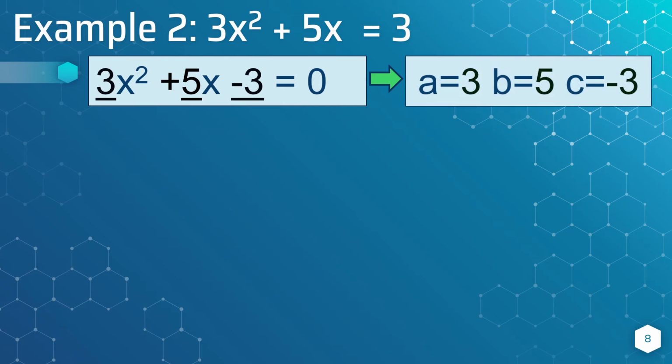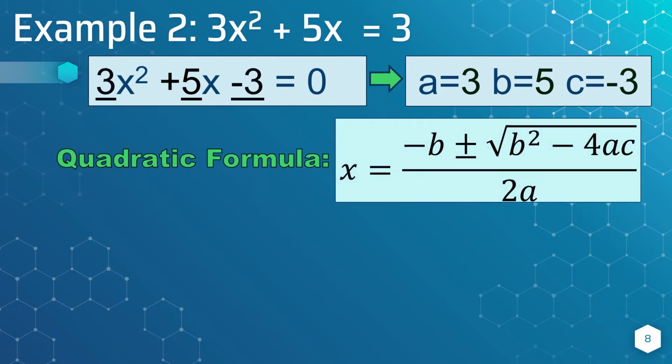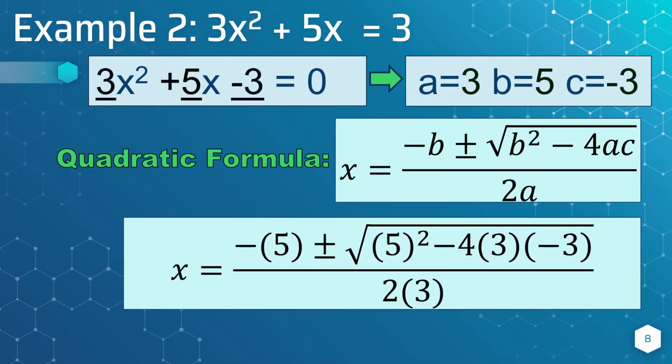For our third step, we just have to write the quadratic formula. And the quadratic formula is x equals -b plus minus square root of b squared minus 4ac all over 2a. And then, let's proceed to our fourth step. Please be careful with our signs. We have here the substitution. So we have -b, which is -5, plus minus square root of b squared, which is 5 squared, minus 4ac, which is 4 times 3 times -3, all over 2 times 3, which is our 2a.